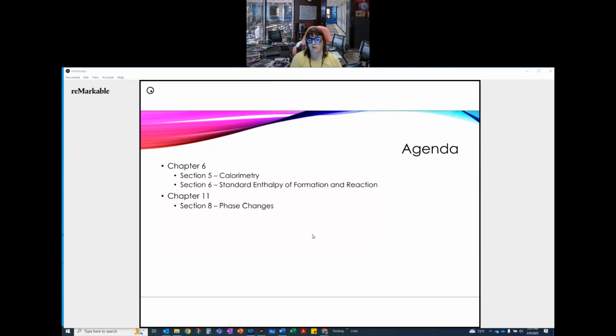So we're going to be looking at calorimetry and the standard enthalpy of formation and reaction. This is a review from chapter 6, and it wasn't something we actually covered in 110, so we're talking about it now. And then we're going to talk about section 8 from chapter 11, which talks about phase changes. Okay, so these are what we're going to be covering.